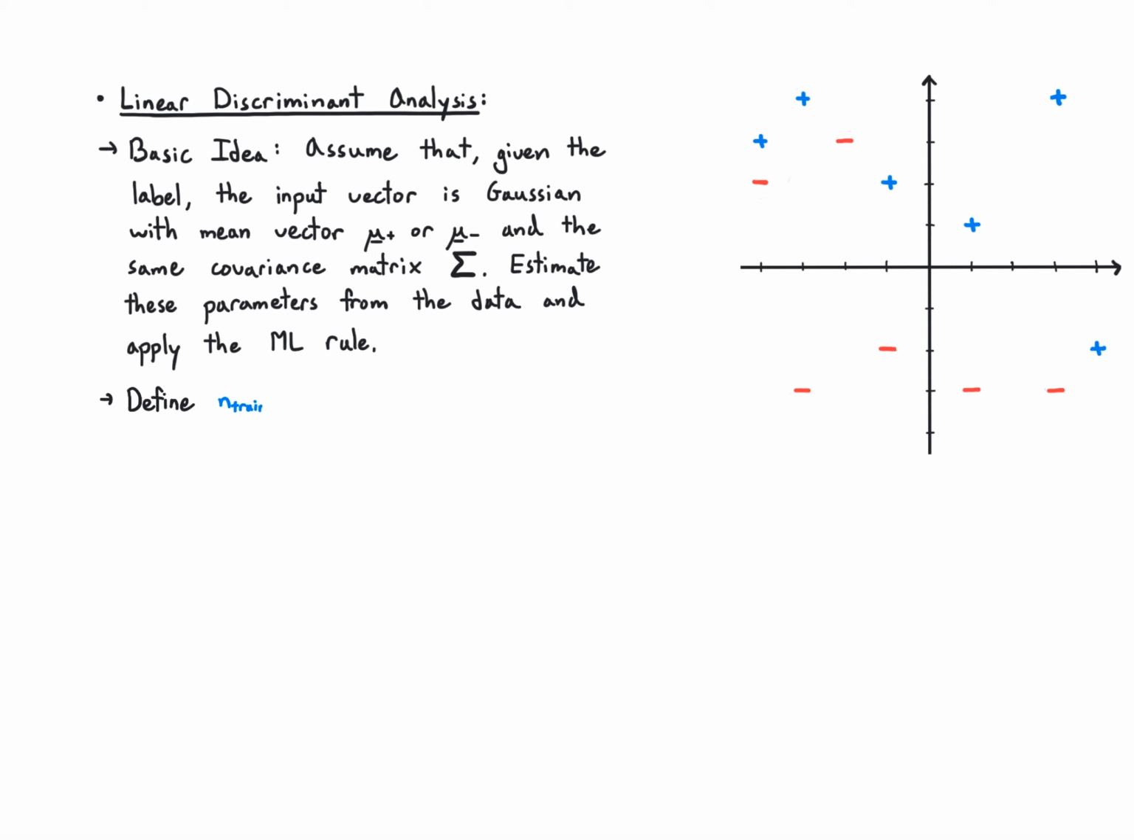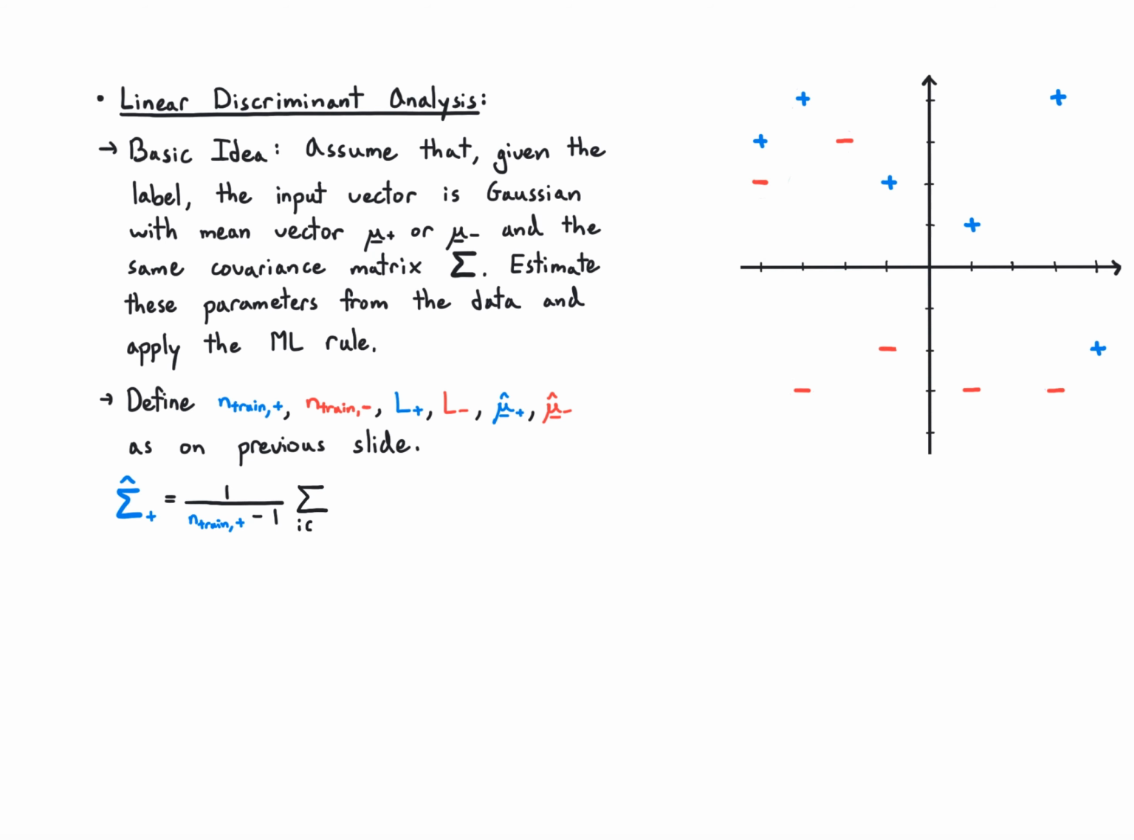I'm going to use the same notation from the previous slide. So I have my positive and negative training examples, so I have their positions. The L's are the indices where I have positive and negative. And then the n train plus and minus, that's the number of positive and negative examples I have. And then mu plus hat and mu minus hat are the estimates of the mean vector. So what I need to do is estimate the covariance matrix. So I do that for the positive examples first.